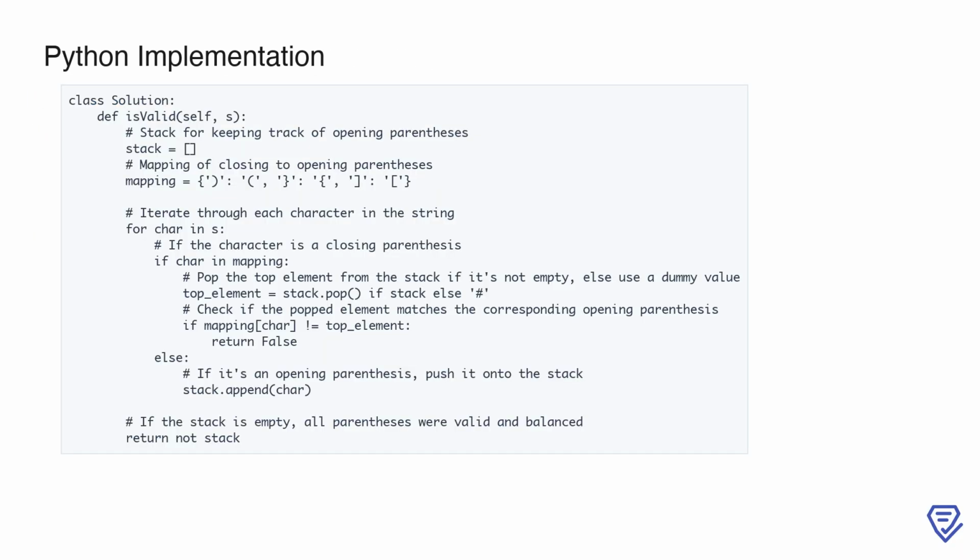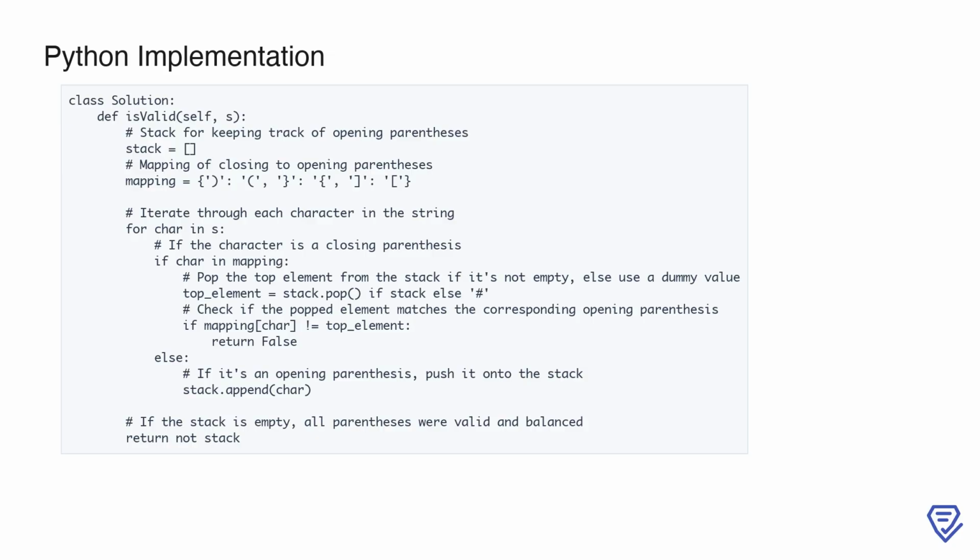The provided solution validates a string of parentheses to determine if it is balanced or valid. Let's break down the code step by step. 1. Initialization. The isValid function is defined within a solution class. It takes one argument, s, which is the input string. A stack is initialized as an empty list to keep track of opening parentheses, and a mapping dictionary defines the relationships between closing parentheses, keys, and their corresponding opening parentheses, values.